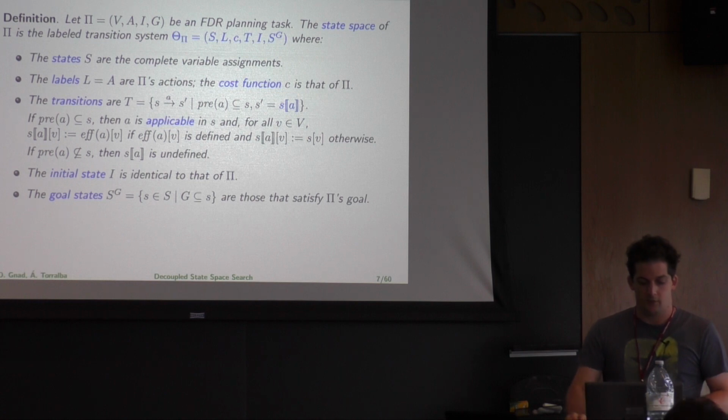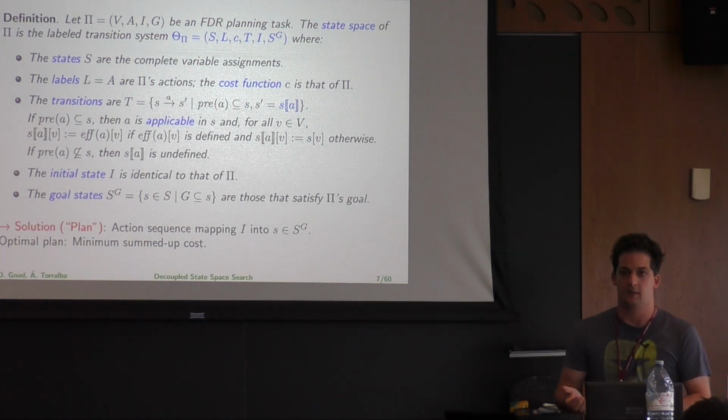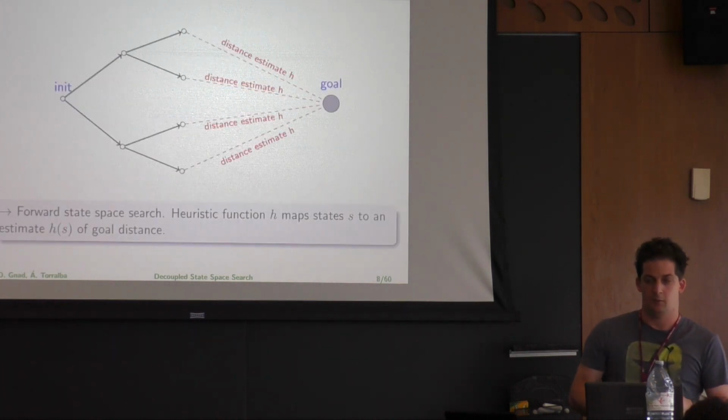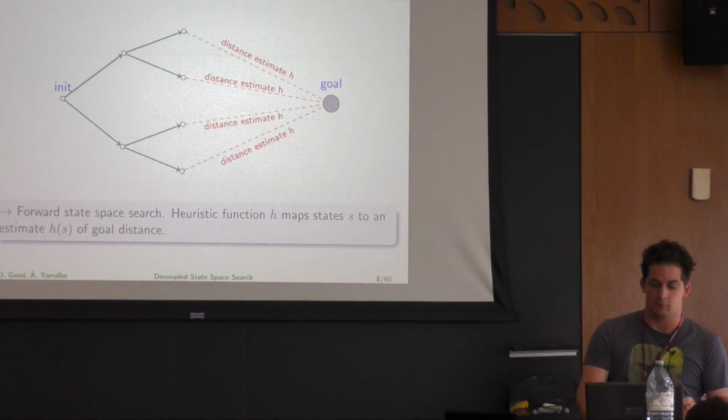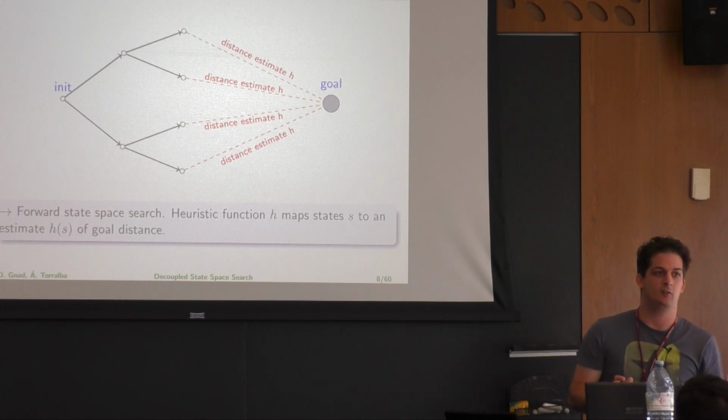We want to get from our initial state to the goal states. Plans, so sequences of actions, will get us there, and an optimal plan has minimum summed up action cost. One of the most successful approaches is heuristic search. I'm not going to bother you with this a lot longer. So you expand the initial state, you keep expanding and estimate the distance to the goal.